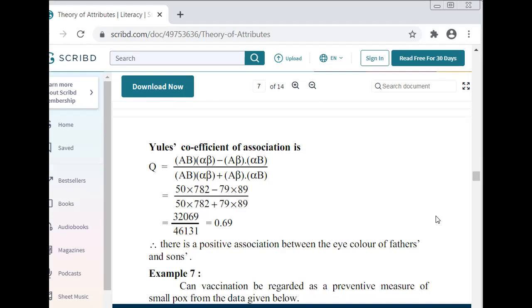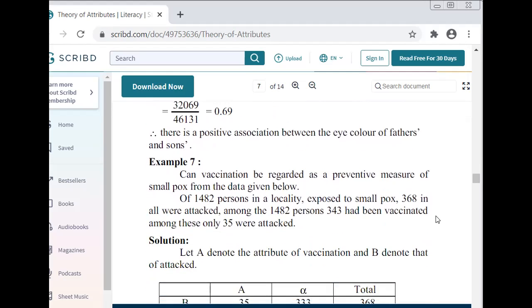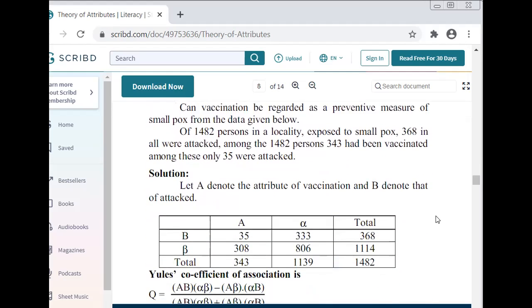Q equal to 0.69. So here 0.69 is a positive association between the eye color of fathers and the son. Okay. So 0.69 is a positive value, then you can say that there is a positive association between eye color of fathers and the son. Okay. So now here we'll see one more problem.